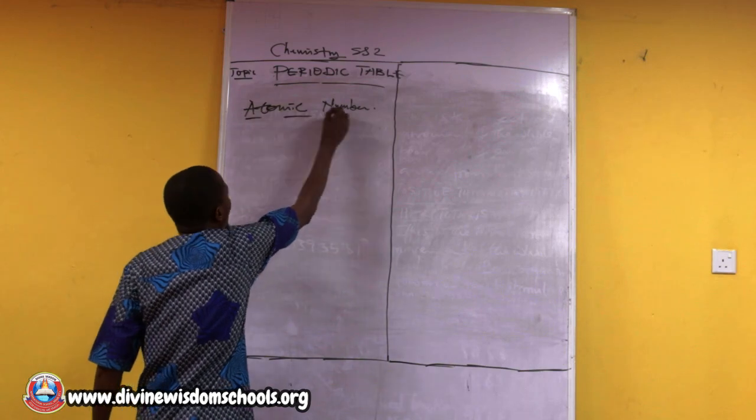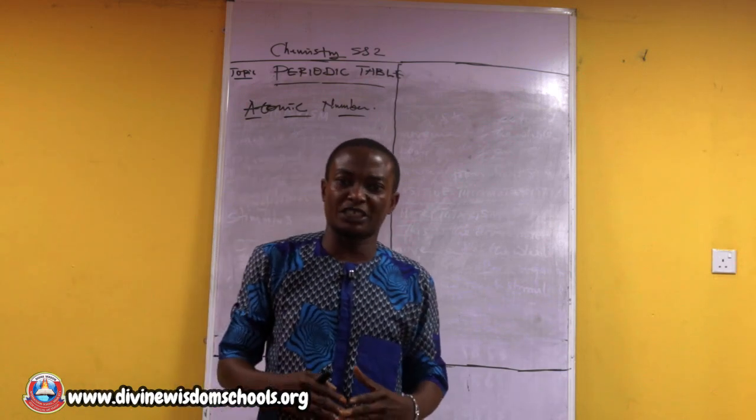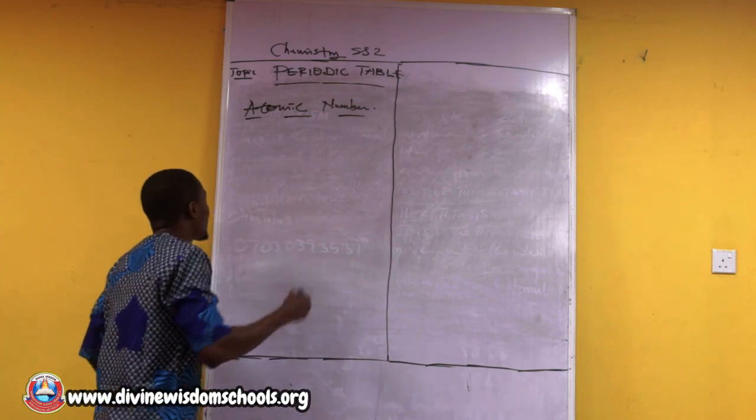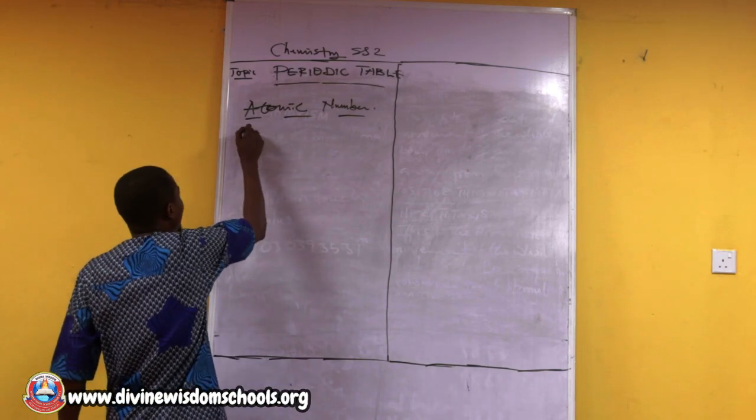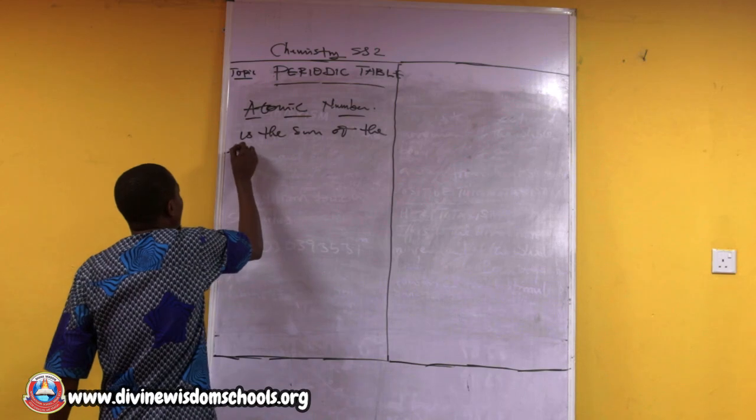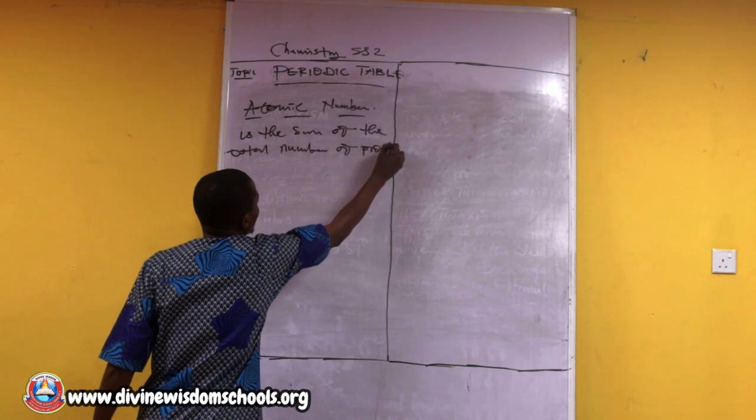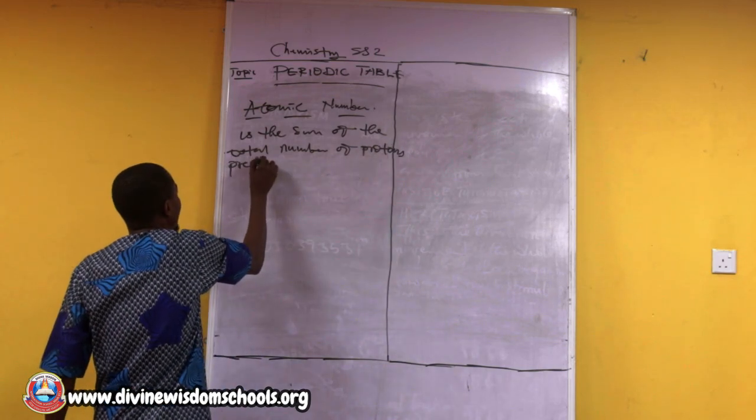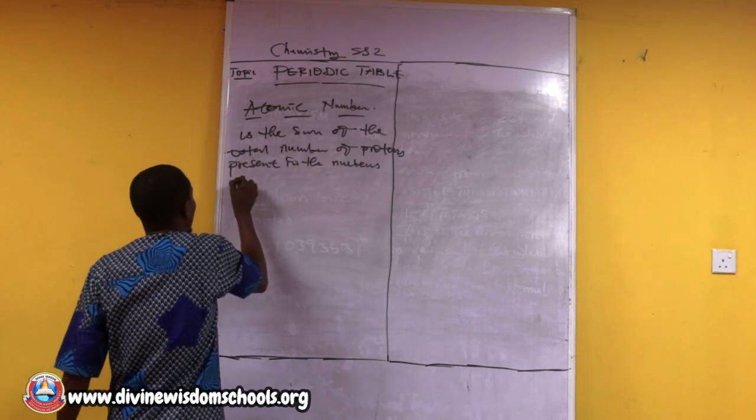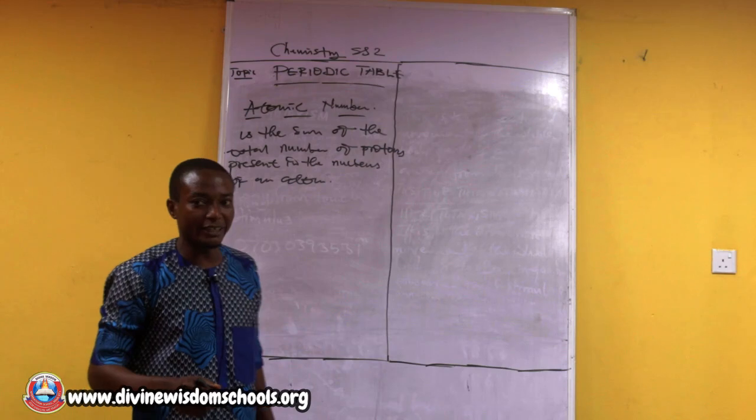When we say atomic number, this is the sum of protons that are present in the nucleus of an atom. Are we together now? So, let me just put it down. Atomic number is the total number of protons present in the nucleus of an atom. That is what atomic number is.